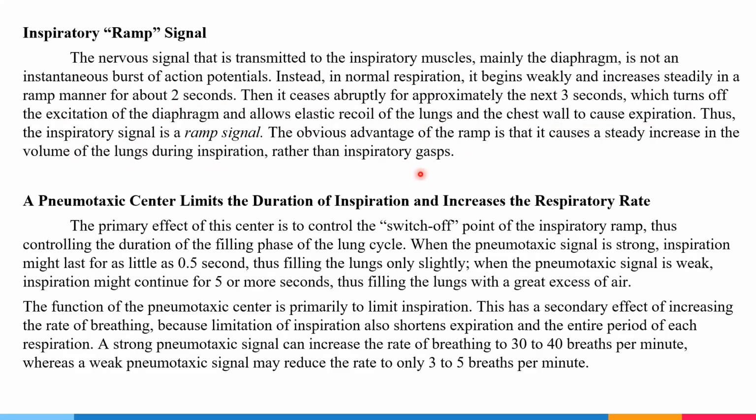rather than inspiratory gasps. So, first we have to understand what a ramp signal exactly means. We have already seen what an action potential is. It occurs as a sharp peak which denotes the change in membrane potential of a nerve, which is then transmitted to the muscle fiber, where a sharp peak denotes the membrane potential change in the muscle fiber. So it will look like a sharp peak like this, but this is not what the inspiratory signal looks like.